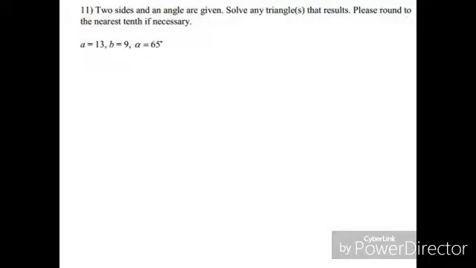Two sides and an angle are given. Solve any triangles that result. Please round to the nearest tenth if necessary. All right, A, B, alpha.